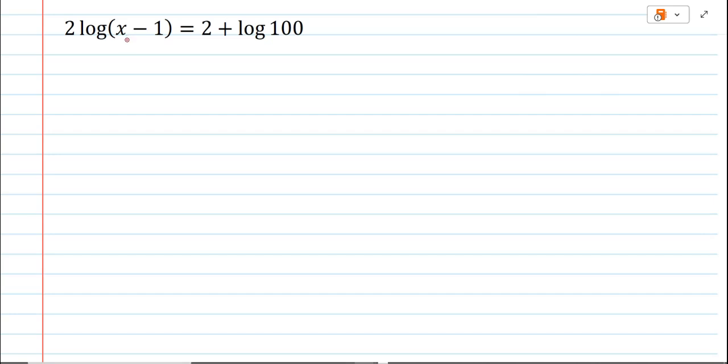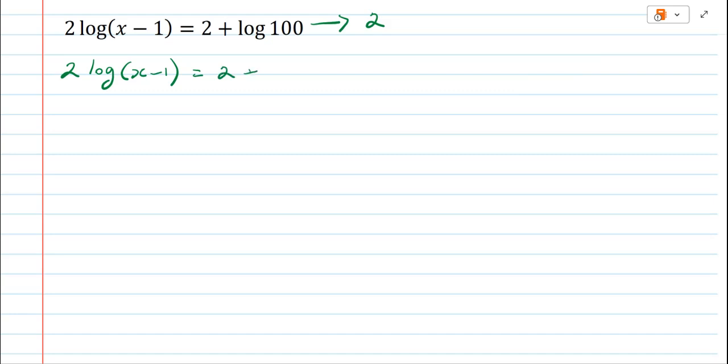So let's rewrite first. First of all, we know that log of 100 is 2. We just know that because 10 squared is 100. So we're going to change log of 100. This value is 2. So we know that 2 log of x minus 1 equals 2 plus 2, which is equal to 4. So that's perfect. Now we have an easier equation to deal with. So 2 log of x minus 1 equals 4.